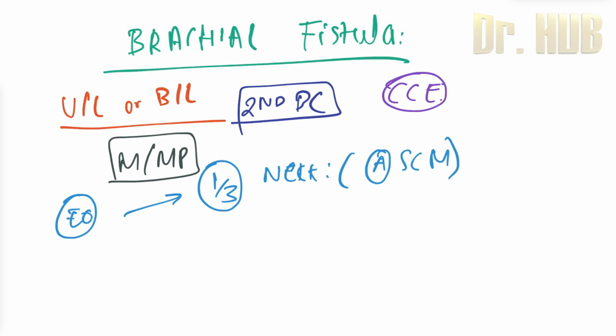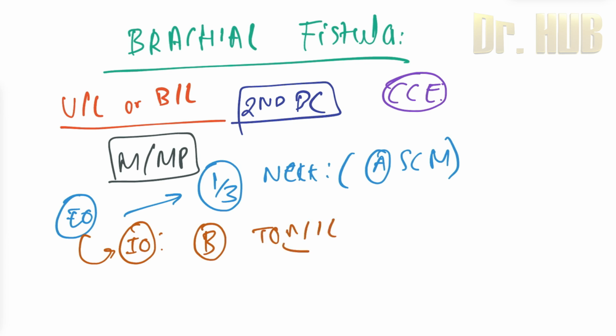Next is the internal orifice. So here in the internal orifice, it is behind the tonsil on the anterior part. It is behind the tonsil, and this is on the anterior aspect of the posterior facial pillar.